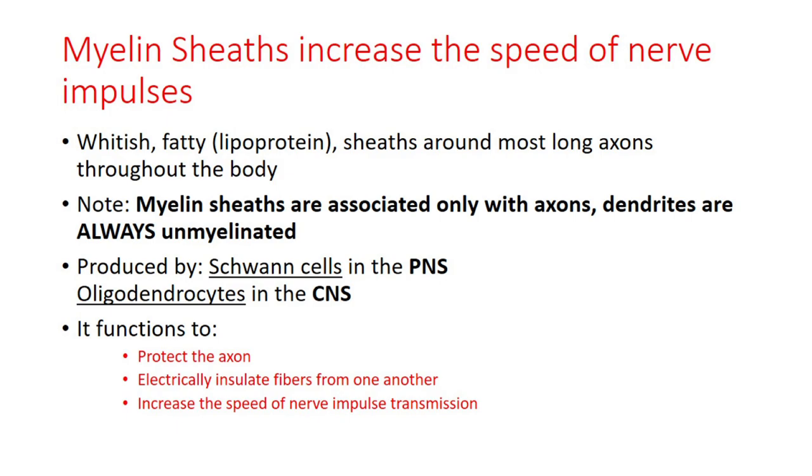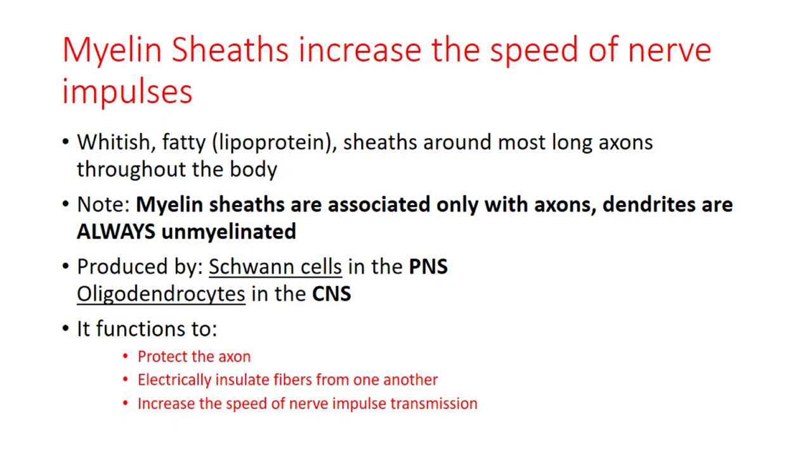So we also want to bring back some information we've looked at before, which is myelin sheaths, because myelin sheaths are found on axons, and they increase the speed of nerve impulses. They make action potentials faster. Myelin sheaths are lipoprotein, so they're fatty, they have some protein component, and they coat axons. So they're only associated with axons, and so we would say dendrites are always without myelin or unmyelinated.